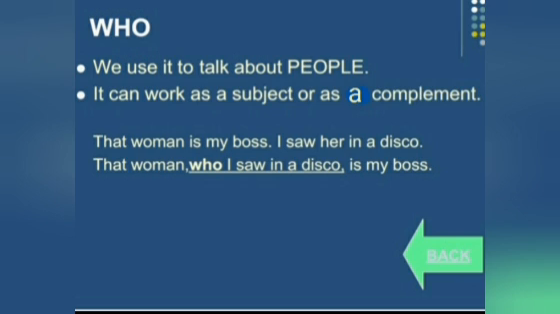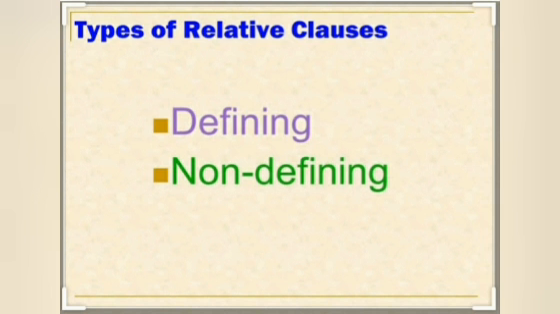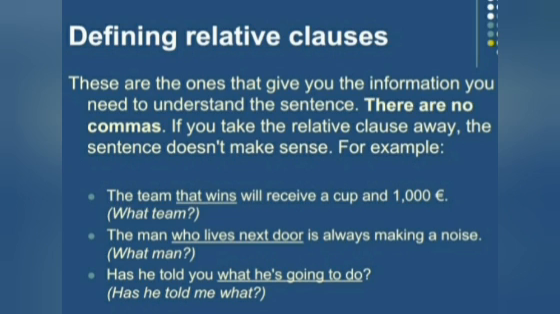Then we have two types of relative clauses. One is your defining relative clause and the other one is your non-defining relative clause. So first we'll learn about defining relative clause. Defining relative clause gives you important information, or you can say essential information that is needed to understand the sentence. Now this important information can be about a person or thing, whomsoever is being talked about in the sentence.